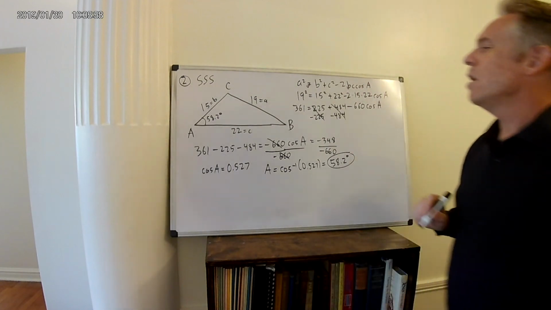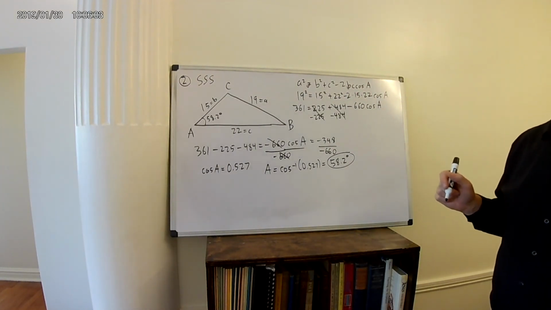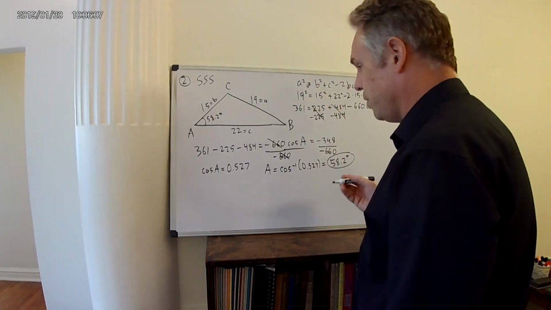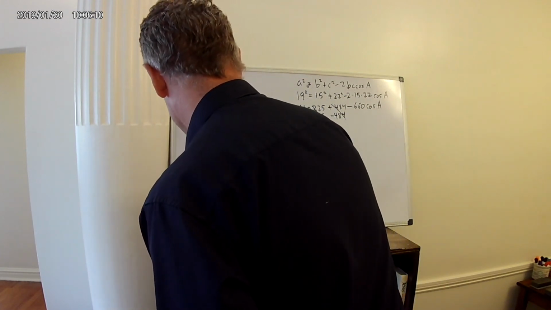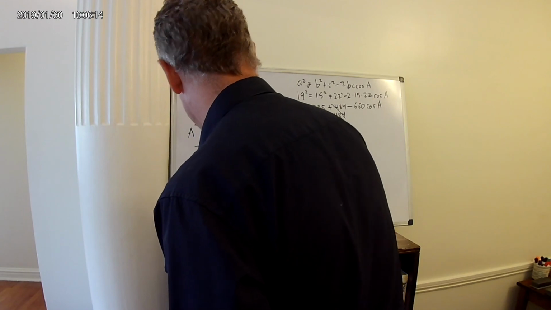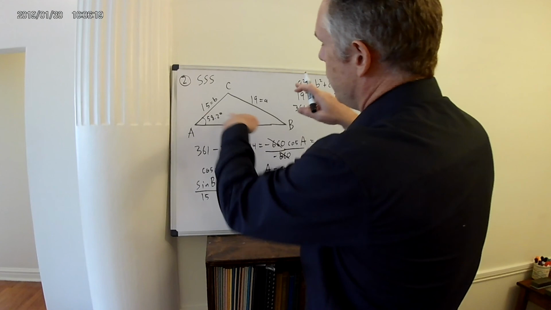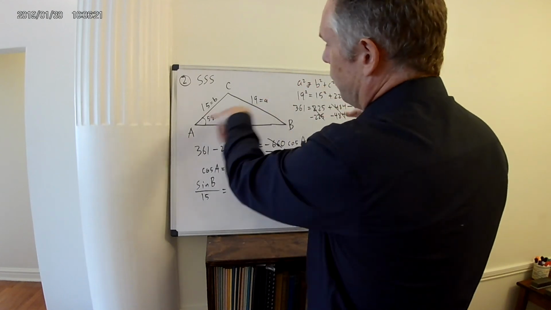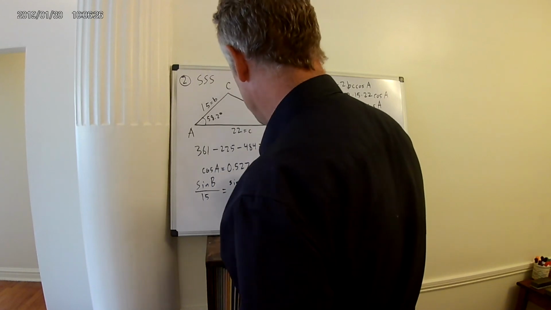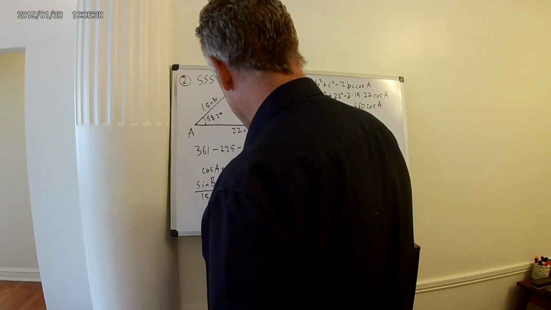Okay, we still need angles B and C. How do we get those? Well, what we can do now is use the law of sines to solve for angle B, for instance, or you could use it to solve for angle C. I'll use it to solve for B, and I get sine of B over side B, which is 15, equals, and here I now know a side angle pair right here, so I'm going to use that. So sine of angle A, 58.2 degrees, divided by length of side A, which is 19.